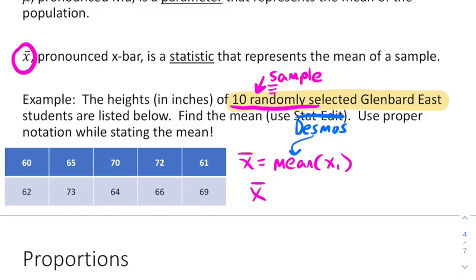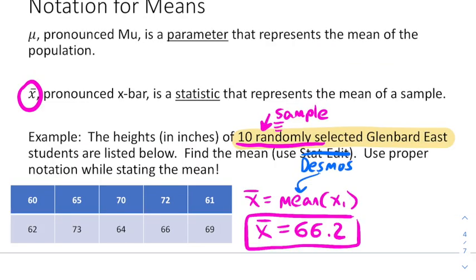So I'm going to write this with the proper notation using x bar, since it's a sample mean, saying x bar equals 66.2, that number I got on Desmos. And that's our final answer for this problem.